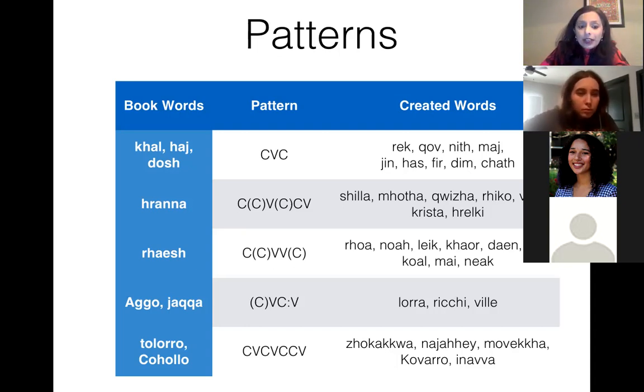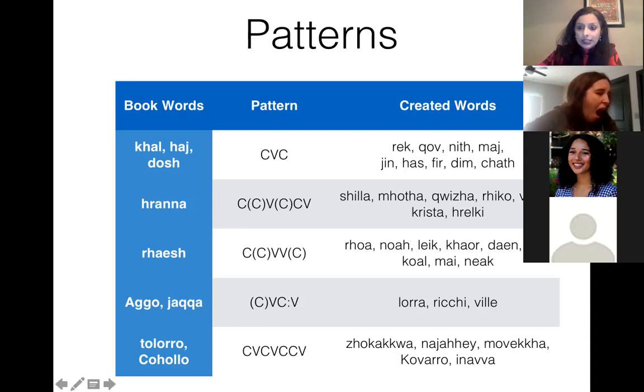And so the book words that he took inspiration from are words like kal and hajj and dosh. Kal, remember, the k, like I said, is an aspirated form. So the K and the H are not two consonants. So keep that in mind, right? So that's why it's a CVC pattern.